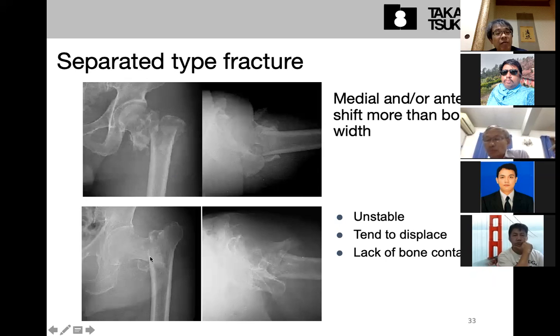This type, in the AP view, seems to overlap. But in fact, in the lateral view there is no bone contact, because of the anterior displacement of the anterior beak of the proximal fragment. This is very unstable and tends to displace. The displacement force is very big. Again, there is no bony contact, so it is very difficult to stabilize.